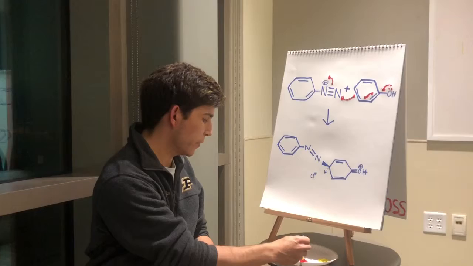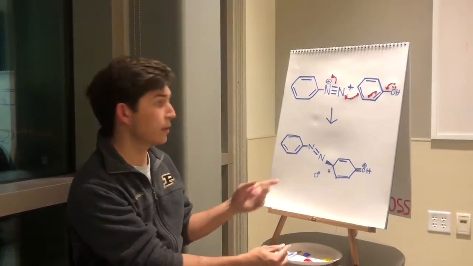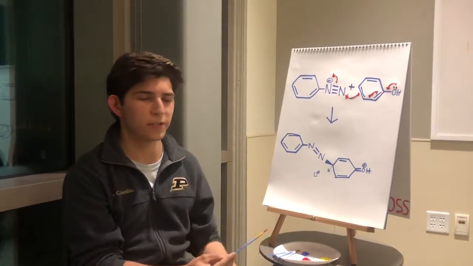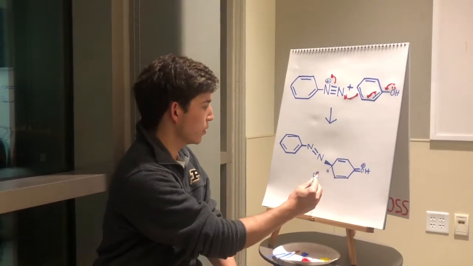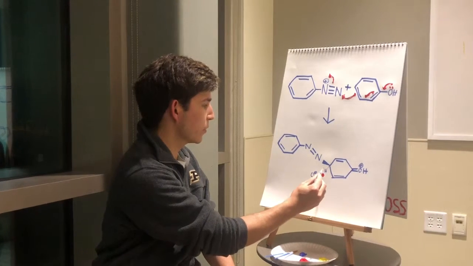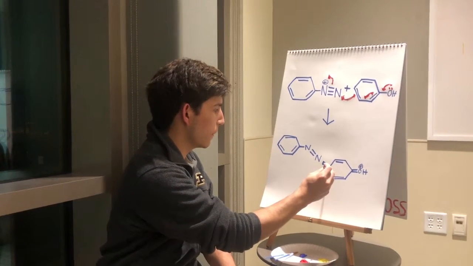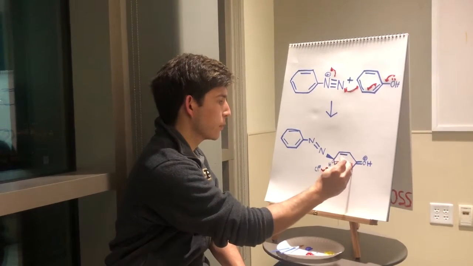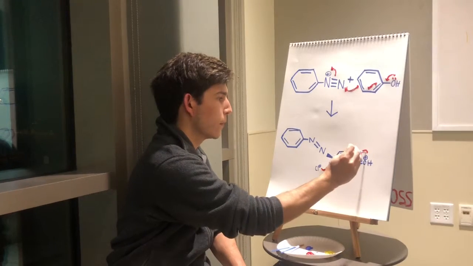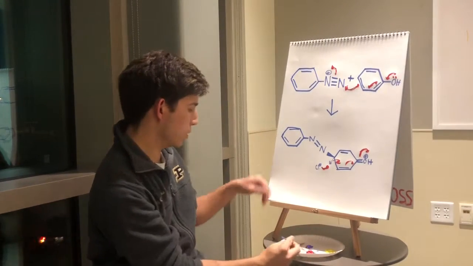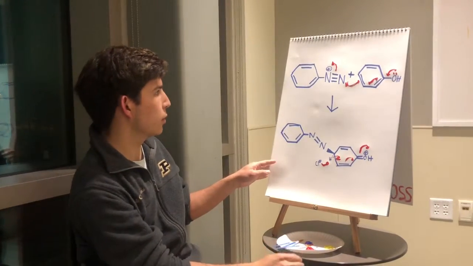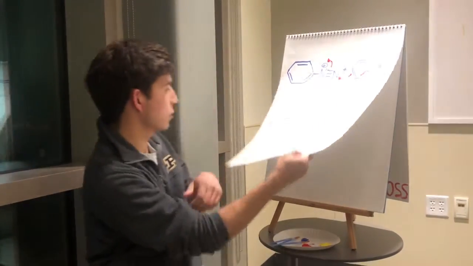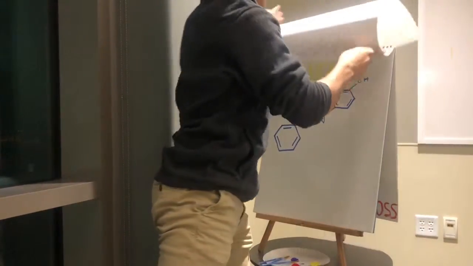So the next part of the mechanism that we're going to see is this has to occur in a basic solution. So the base will attract this proton, and then we'll have this come back here, this there. All right, and then that will finish up our mechanism, and we'll end up with this.